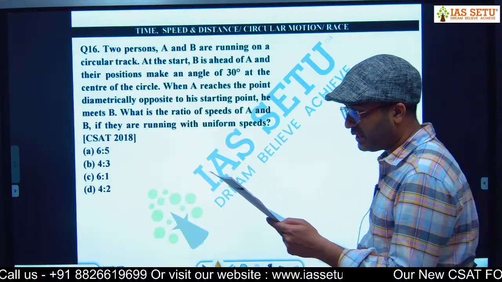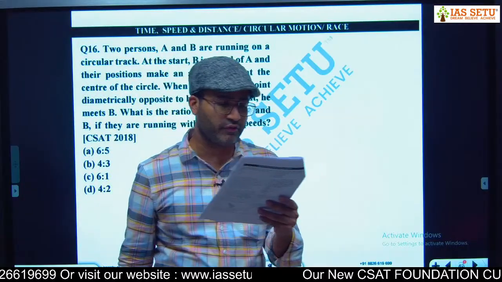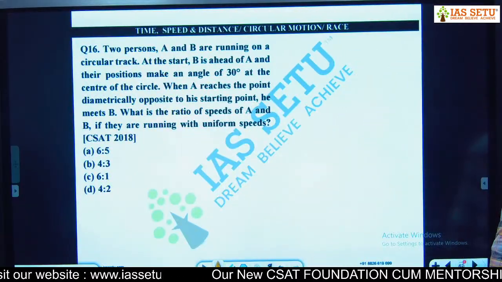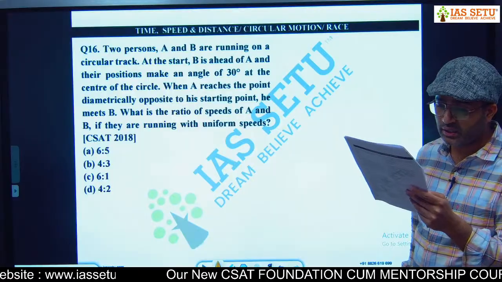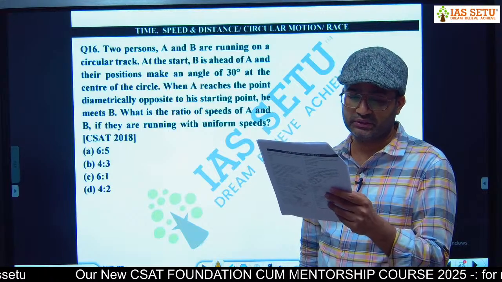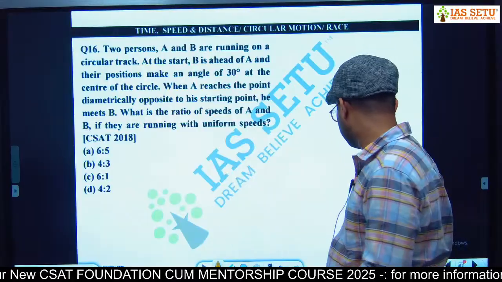Two persons A and B are running on a circular track. At the start, B is ahead of A and their positions make an angle of 30 degrees at the center. When A reaches the point diametrically opposite to his starting point, he meets B. What is the speed of A and B if they are running with uniform speed?